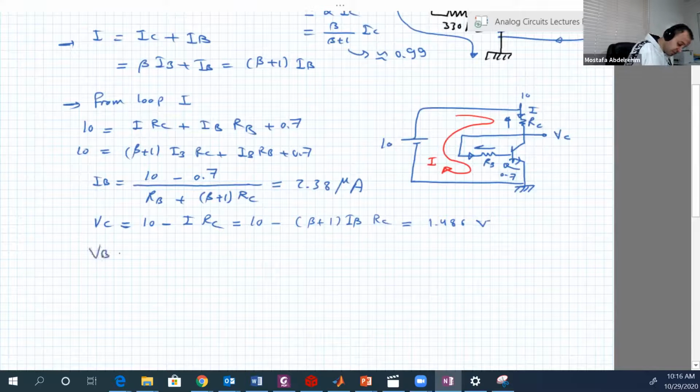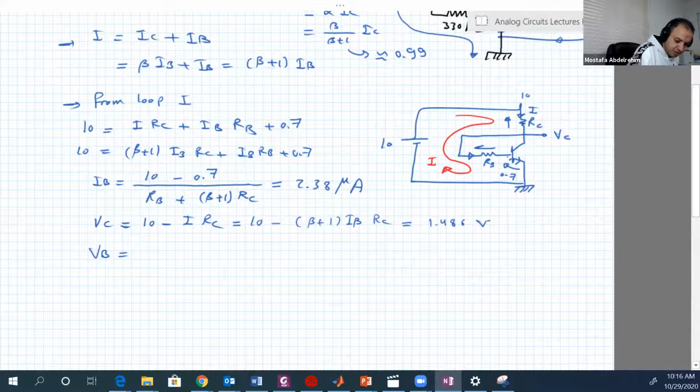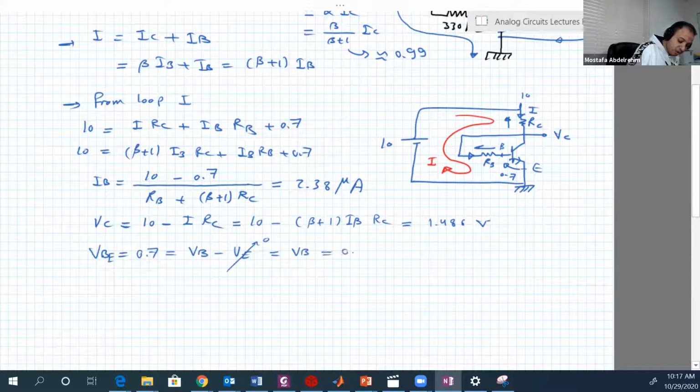And VB is very simple. B is the voltage of that node. I'm very sorry, guys. I don't know why it's acting weird like this. So let's see. Oh, very simple one. This is the base. And we know that between the base and the emitter there is 0.7. So VBE is 0.7 in active region and also saturation. This is equal to VB minus VE. VE is 0, so the emitter is connected to ground. So this is equal to VB. So VB is equal to 0.7.